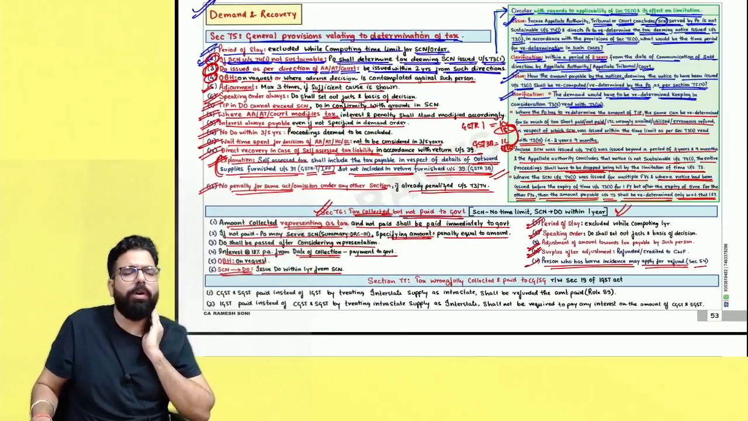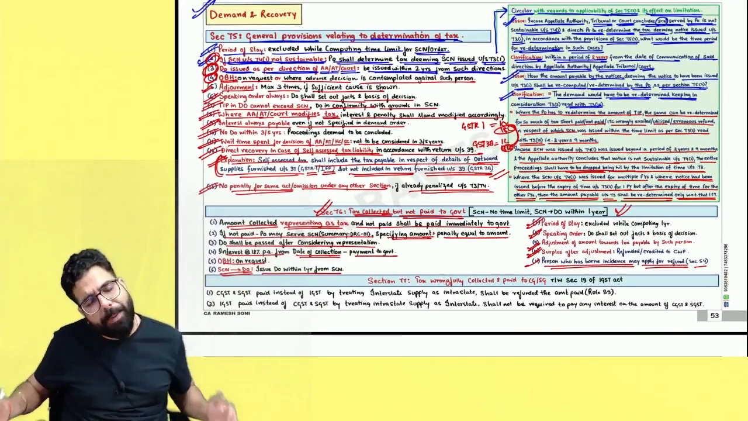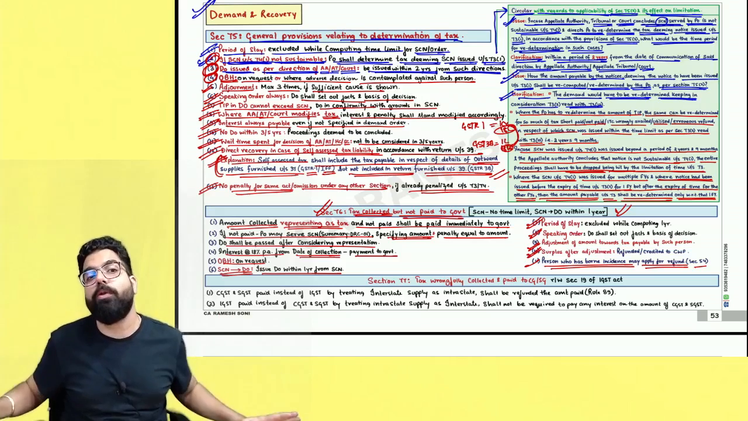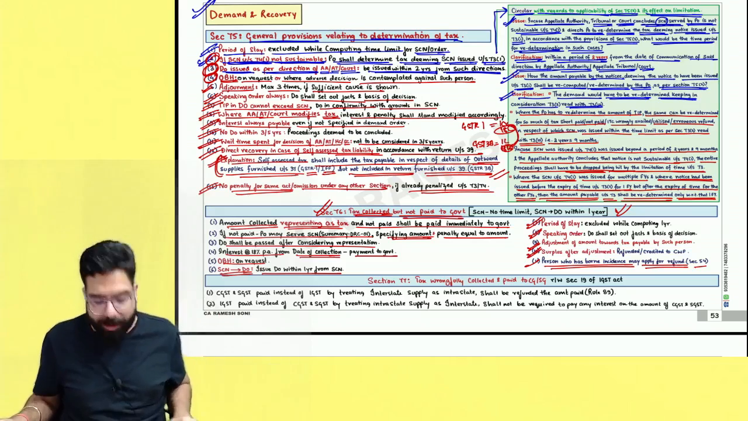The most important point to remember over here is show cause notice. If an amount has been collected representing it as tax, which was not tax but you collected showing it as tax, immediately pay it to the government. If you don't pay, show cause notice, there is no time limit. Demand order, the time limit is 1 year.